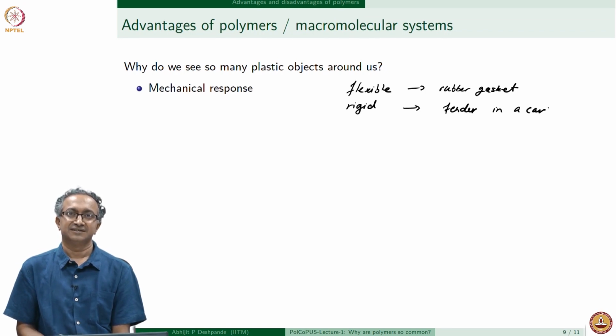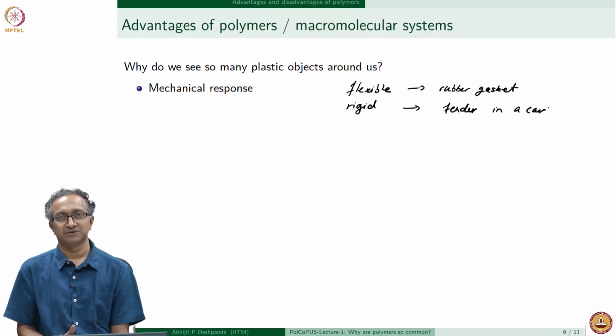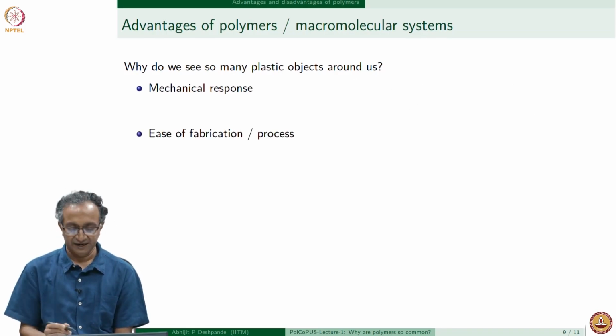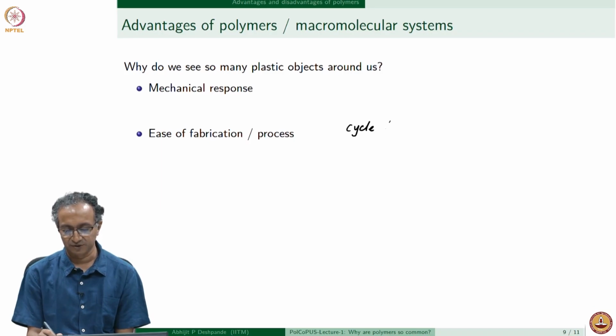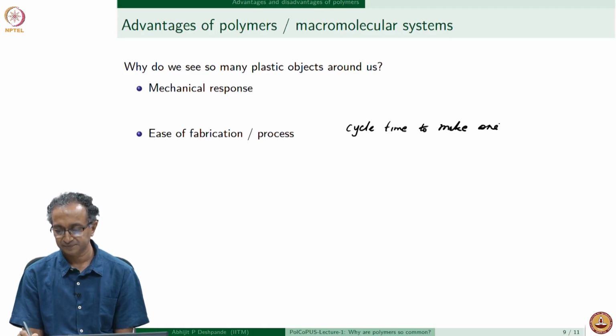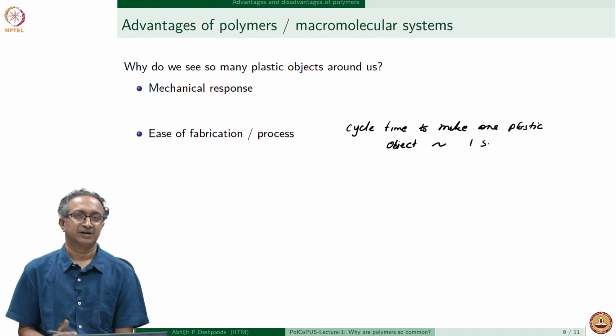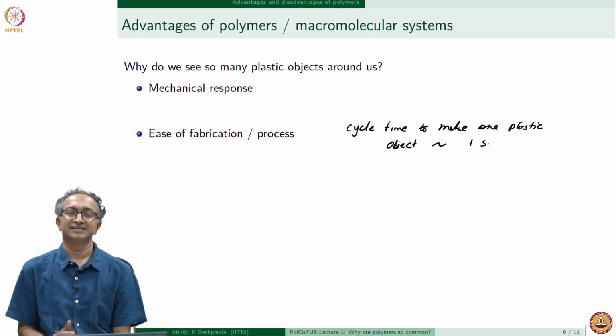One of the key reasons that we see so many complex shaped objects around us which are made out of polymers or plastics is that they are very easy to fabricate. In fact, the cycle time to make one plastic object can be very low. Can you guess what the time scale could be? It could be of the order of 1 second or even less, or at times maybe a minute. So you can see that in a minute you can make 100 objects. Isn't that a remarkable capability?